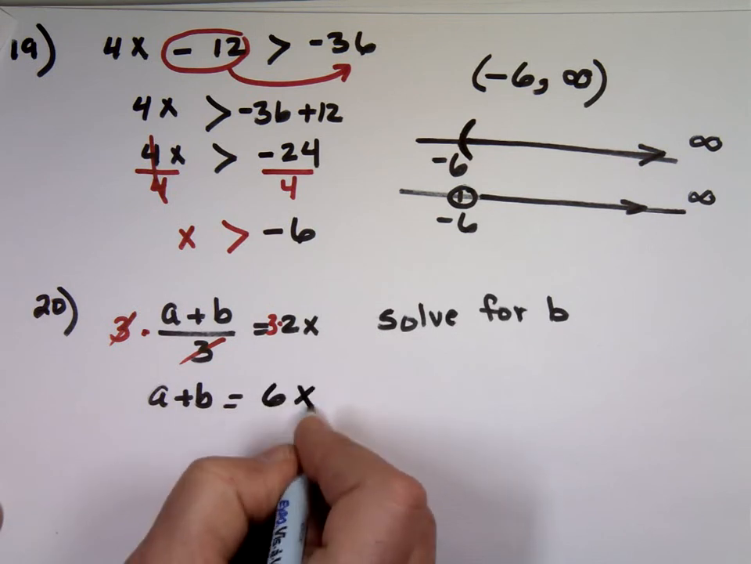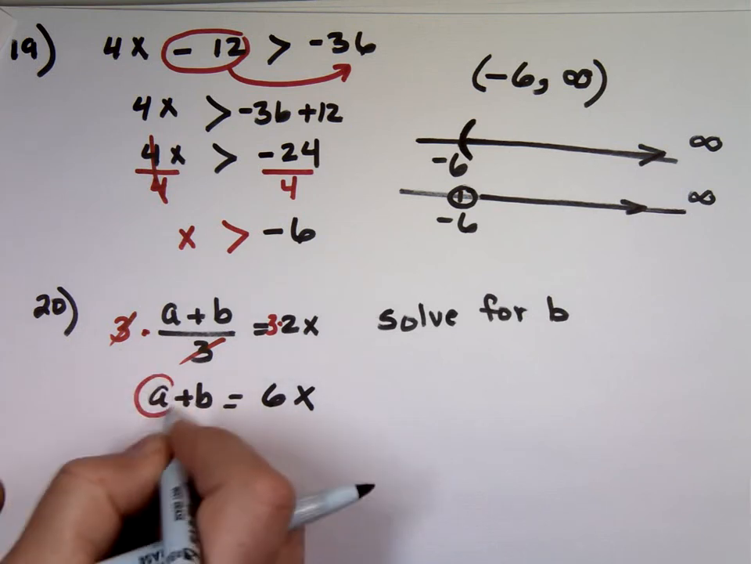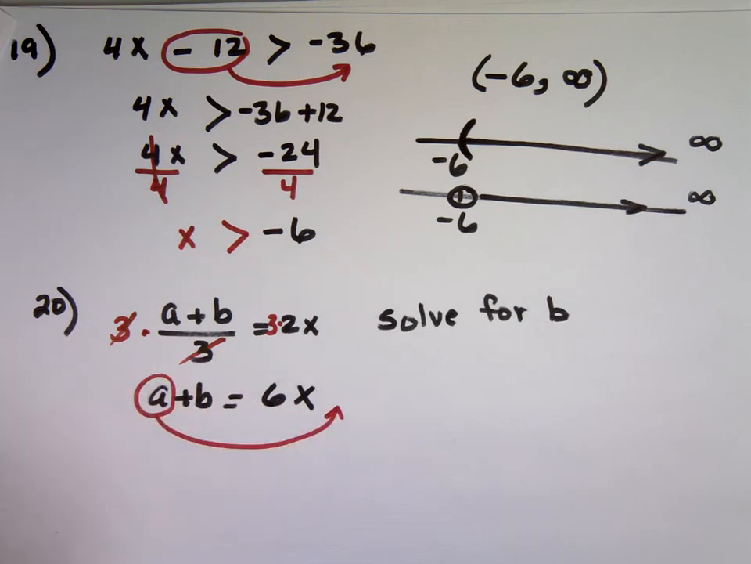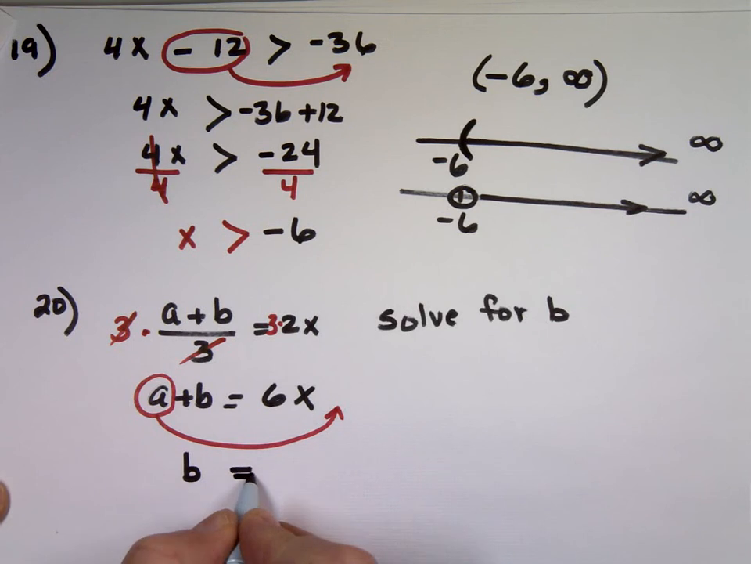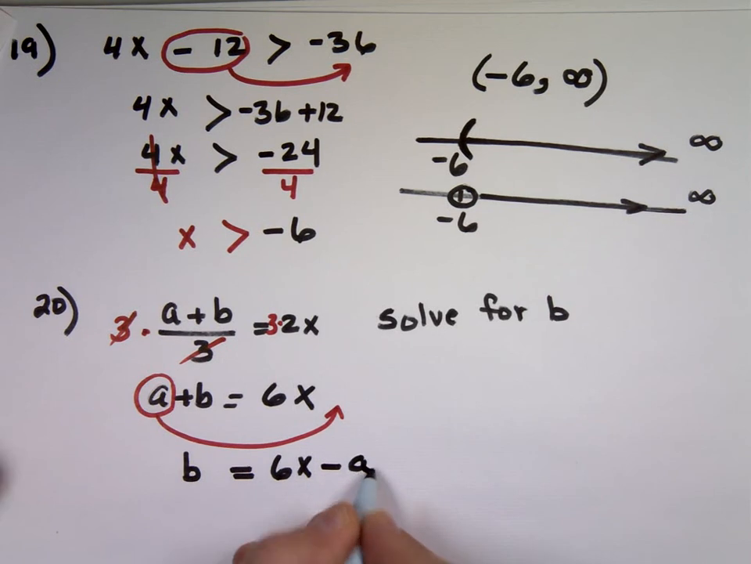I'm looking for b, so I want all the terms that have b in them on one side, everything else on the opposite side. That means the a is on the wrong side. I got to bring it to that side. What's left here? Plus b. I don't have to put the plus. And that becomes what? 6x minus a. And that's my answer.